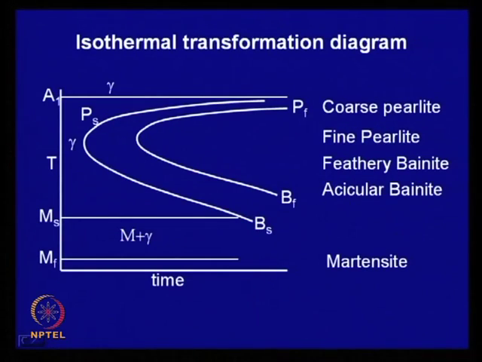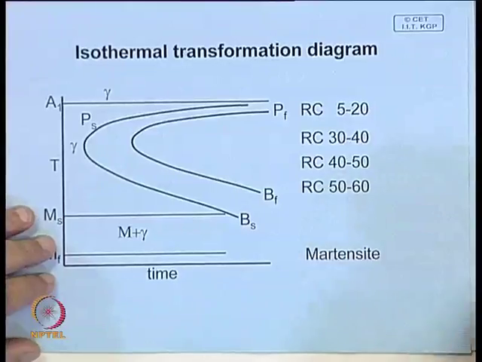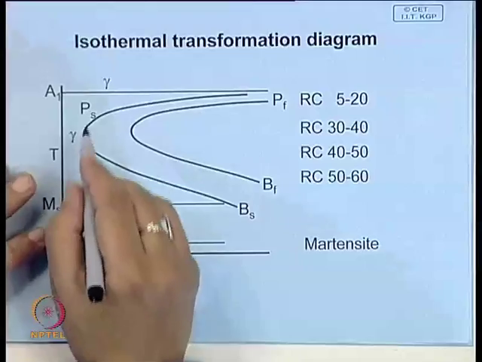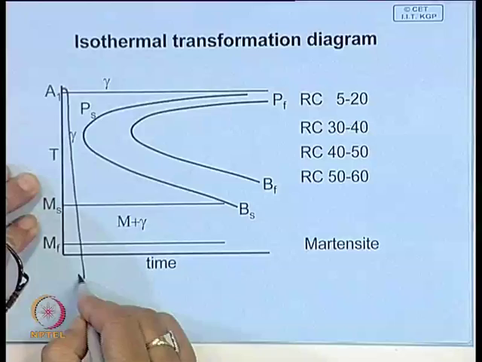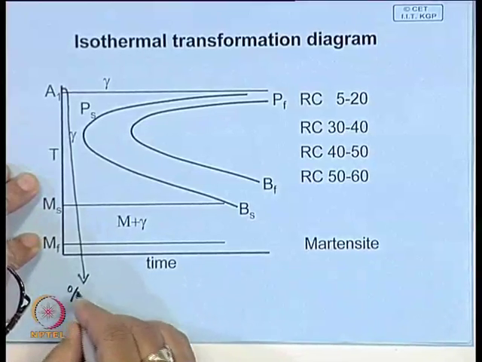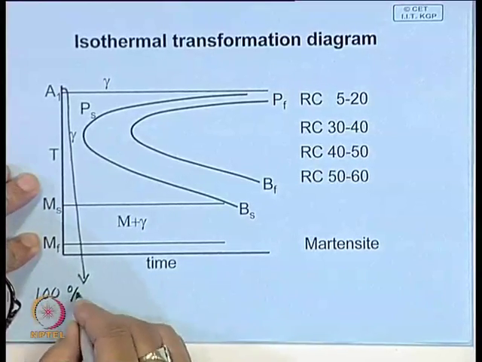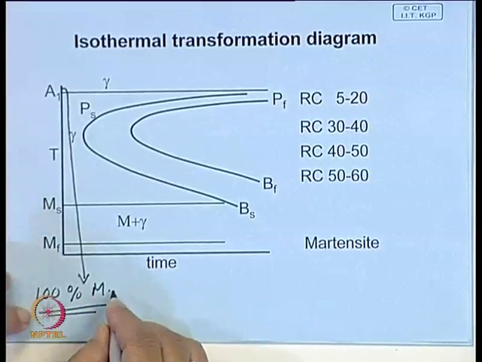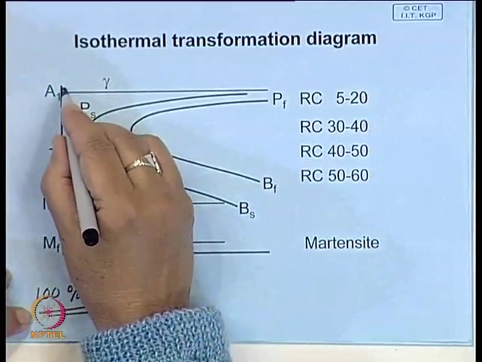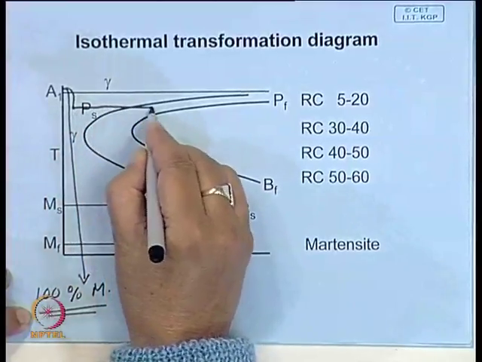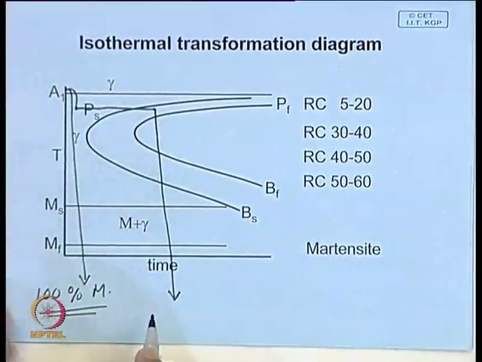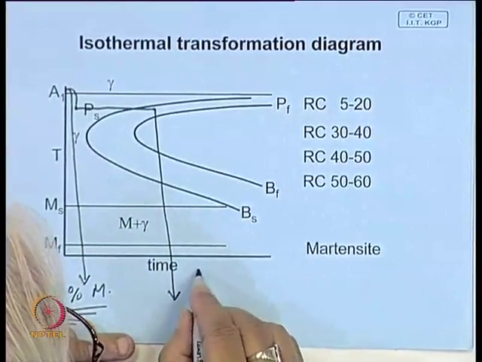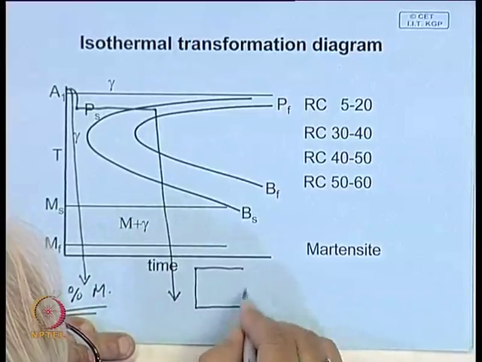And what happens if you quench in an intermediate fashion? Suppose, let us look at this diagram, what type of structure you will get here. We have seen that when you quench like this, you get 100% martensite, so here the hardness is maximum. But when you come here and hold it and then you cool, what will be the microstructure? Here that microstructure you can visualize like this.